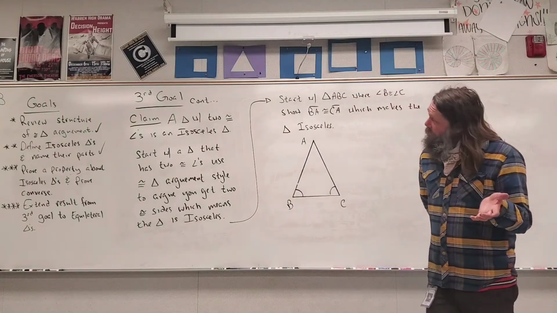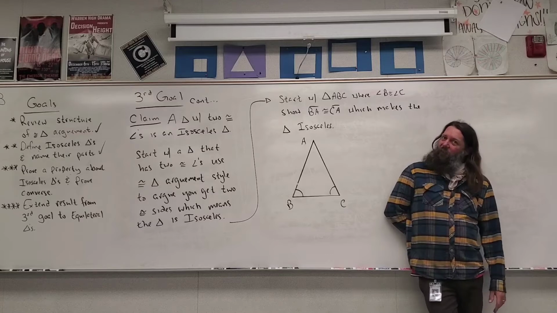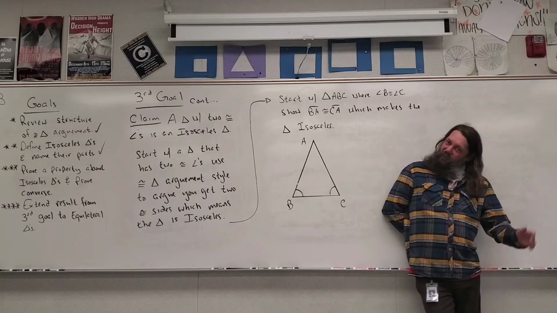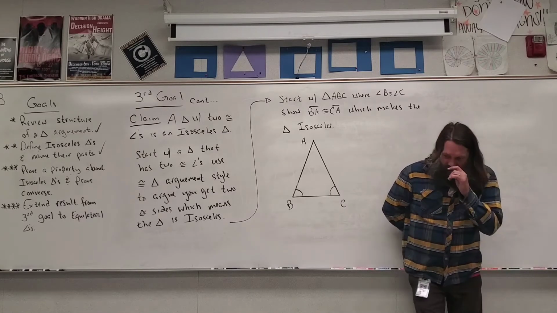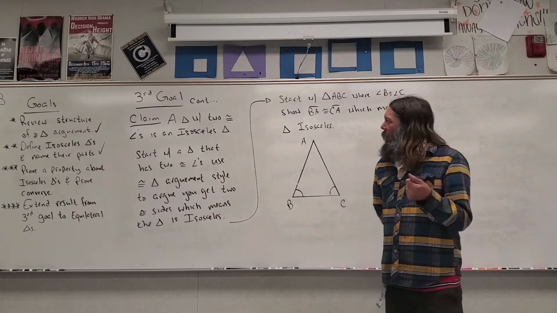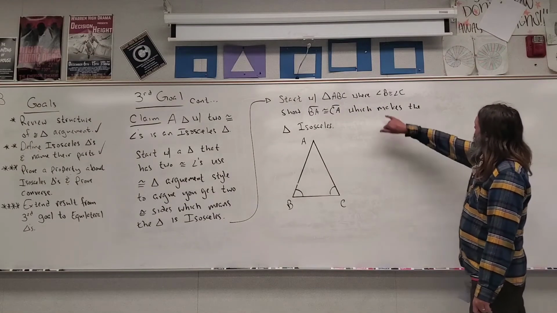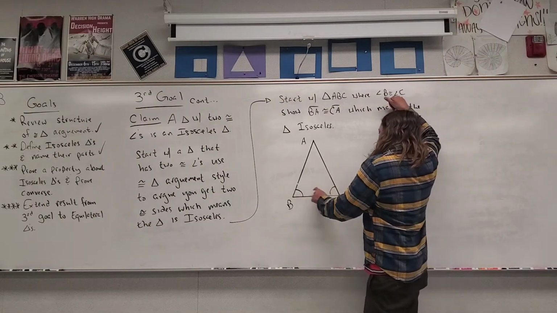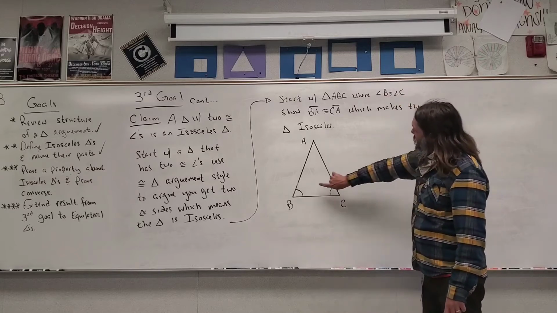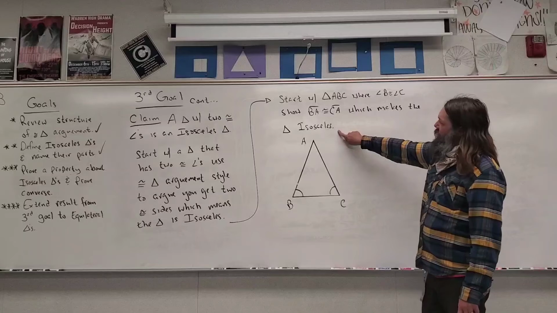So it would be a really good thing for you to hit pause and see if you can map out the idea of an argument. I'll give you a second to try and figure that out. If not, just watch through and see if you can follow along. Hopefully it makes sense. So we're going to start here with triangle ABC, where angle B is congruent to angle C. And I'd like to argue that side BA is congruent to side CA, which makes the triangle isosceles.